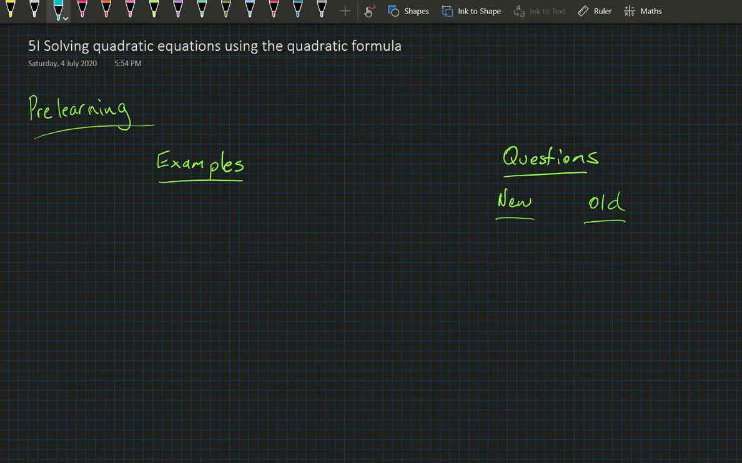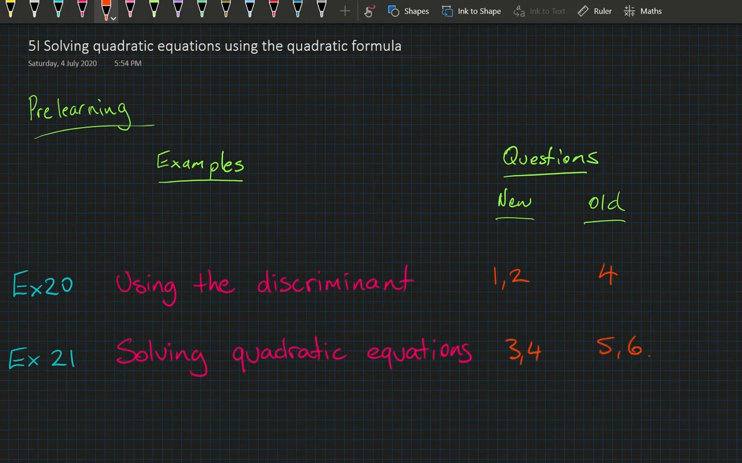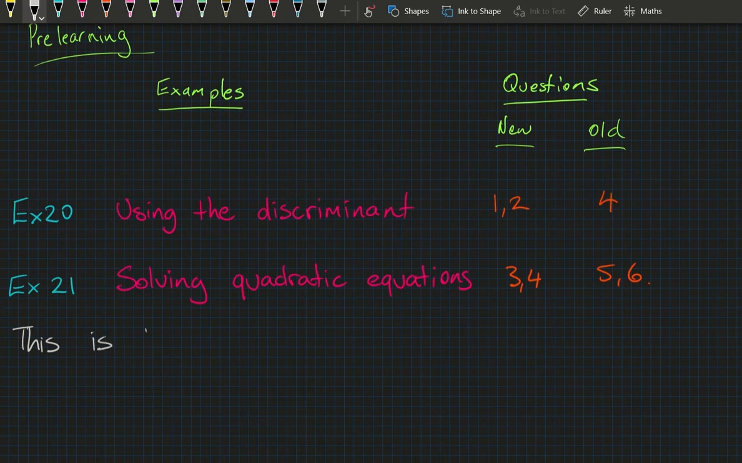In this lesson, your examples and pre-learning will be example 20, using the discriminant. Your pre-learning for this question will be questions 1 and 2 in the new book and question 4 in the old book. And then we'll do example 21, solving quadratic equations. Your pre-learning for this example is questions 3 and 4 in the new book and questions 5 and 6 in the old book. So this is the final lesson on quadratics as pure algebra.